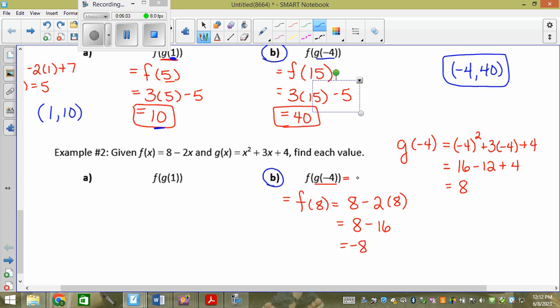So the answer to this is negative 8, right? I can write it just like that. And that's just function notation for a coordinate, is it not? Remember, this front part here, the f and the g represent what type of equation we have, and those are the input-output. So this is the graph of f.